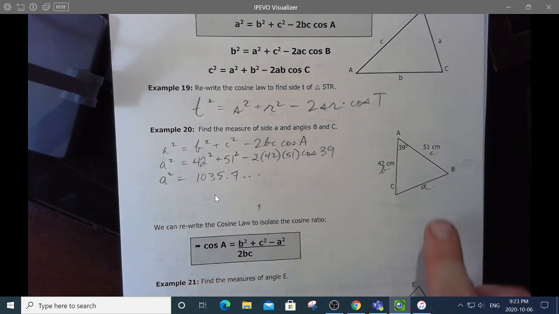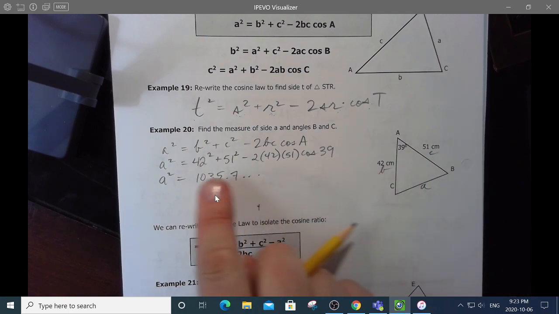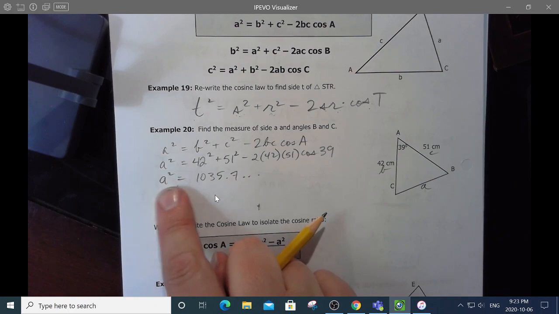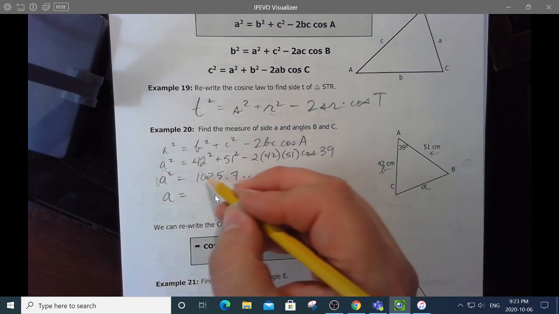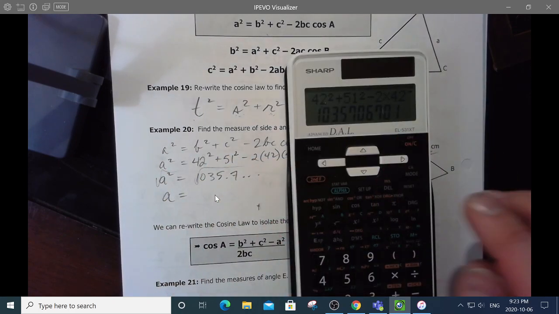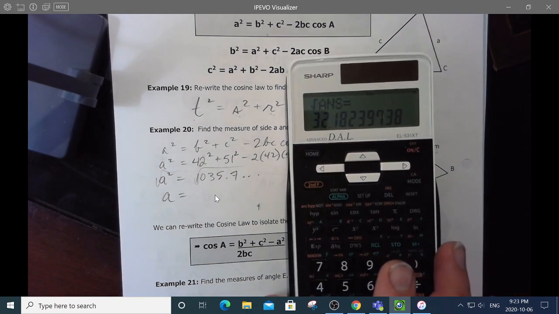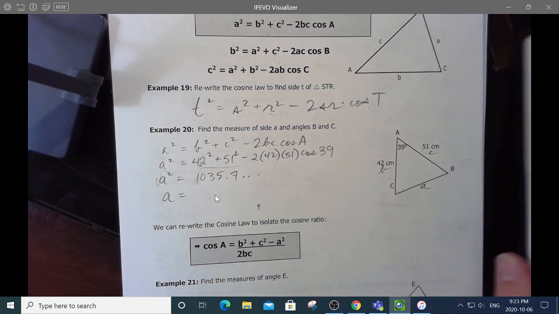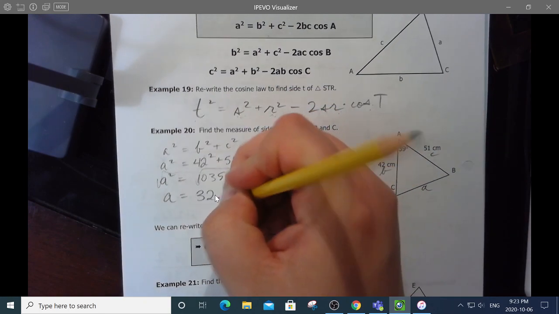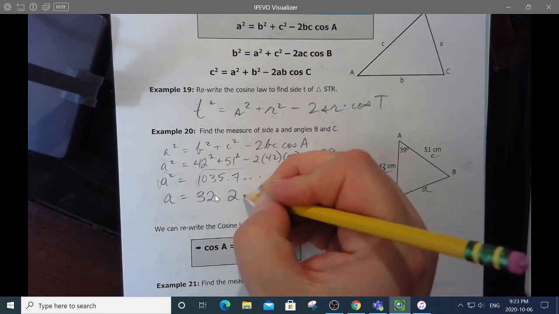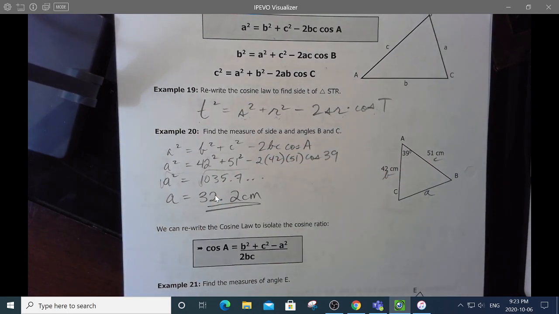Now, wait a minute. Gee, that side there looks a little bit short to be 1,000 when that's 42 and that's 51. Oh, yeah. That's not side A. That's side A squared. There is one last step, which would be to square root both sides. So I need to square root my answer, and I get, I'll just use one decimal place, 32.2. I just said 2 and I wrote a 3. Centimeters. Yes, centimeters. And there it is. There is our cosine law.